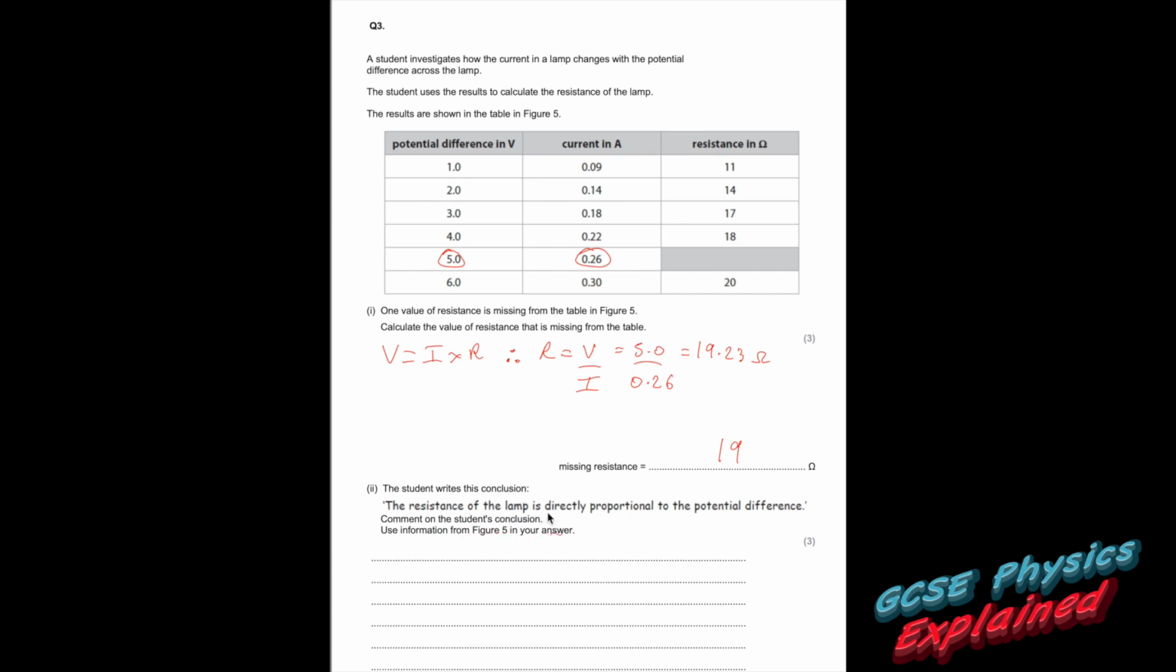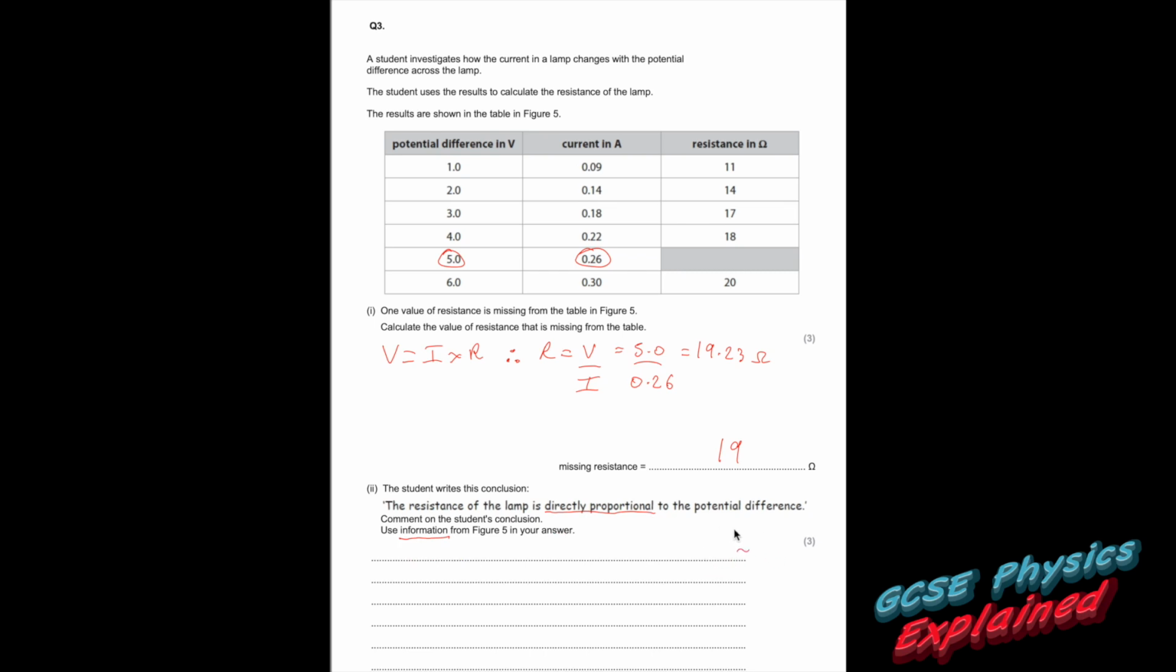The resistance of the lamp is directly proportional to the potential difference. Comment on the student's conclusion. Use information from figure 5 in your answer. If you don't use information, you're not going to get the full 3 marks. The other thing to pick up on there is the use of the word directly proportional.